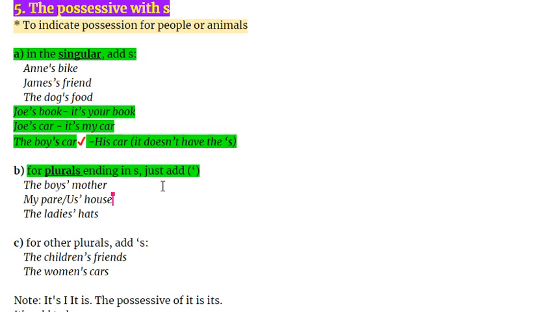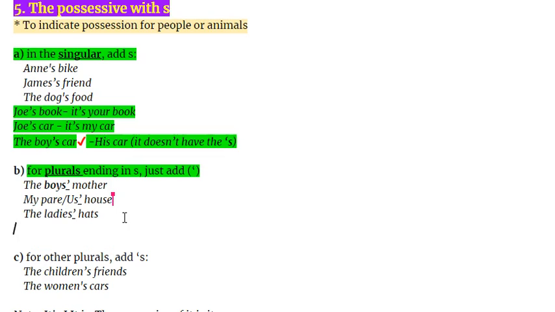Okay, so let's say, for example, we're talking about the boys. Okay, so we will just add an apostrophe to the last part. You don't need to add another S. So let's say, for example, boys.